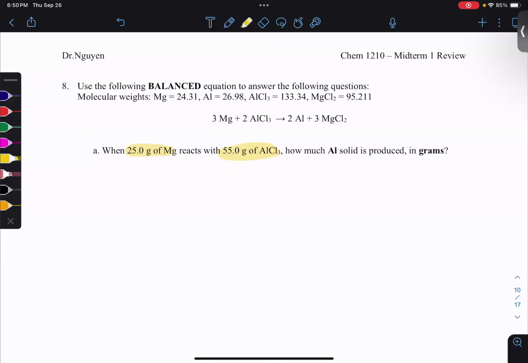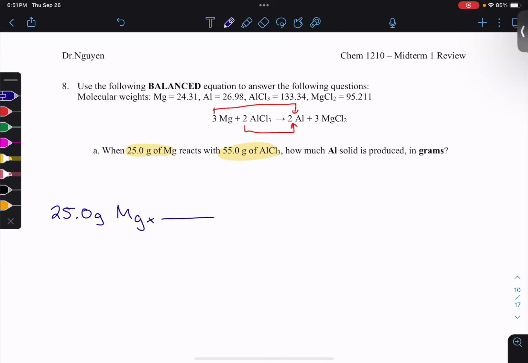So what we're gonna do is pretend all of that magnesium reacts to make aluminum. And then we're gonna pretend all of that aluminum chloride reacts to make aluminum. And we're going to compare those 2 numbers. So we're gonna do stoichiometry twice, the molar mass, stoichiometry, molar mass strategy twice. So let's start with magnesium because that one's just given first.